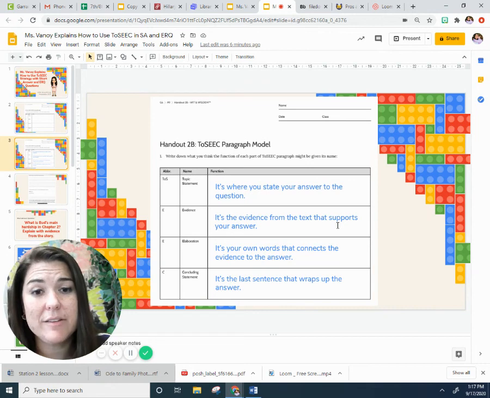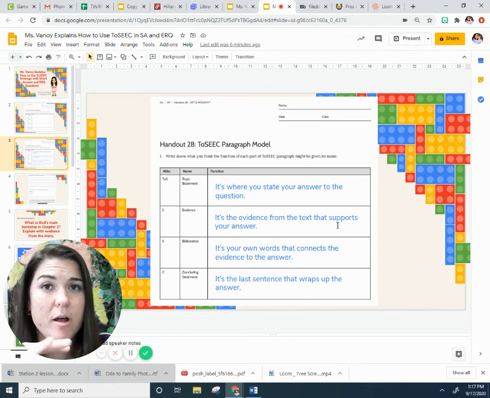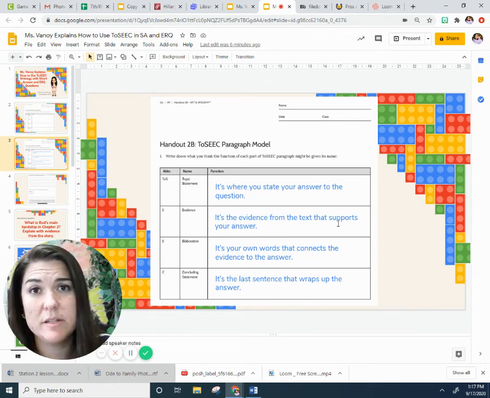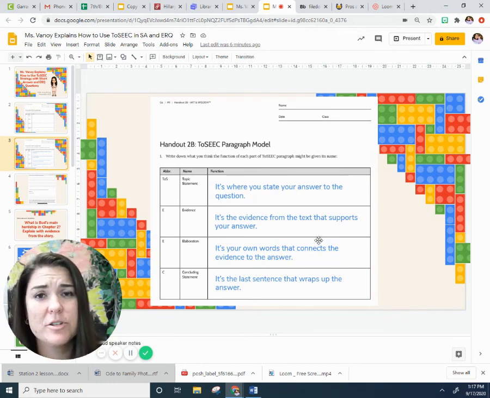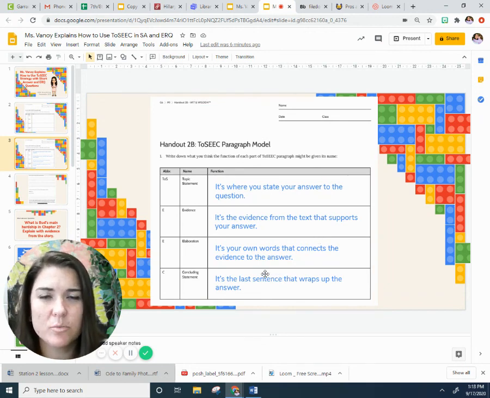Then you need to find evidence. Find evidence from whatever it is. In this case, it's going to be the novel. Find evidence from the novel that supports your answer. And then you're going to have to elaborate. Elaboration means that you're going to put it in your own words. You're going to connect it to your original answer and show how that supports it. And then the concluding statement is just a way to wrap up your answer to really show your audience that you know what you're talking about.